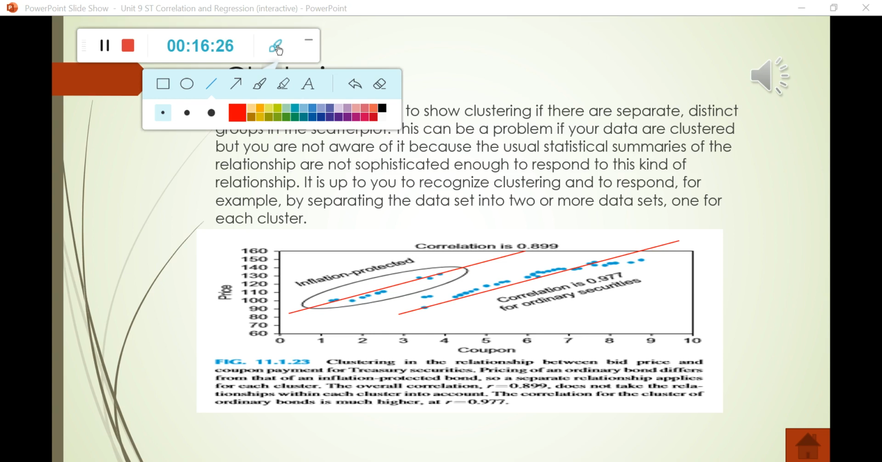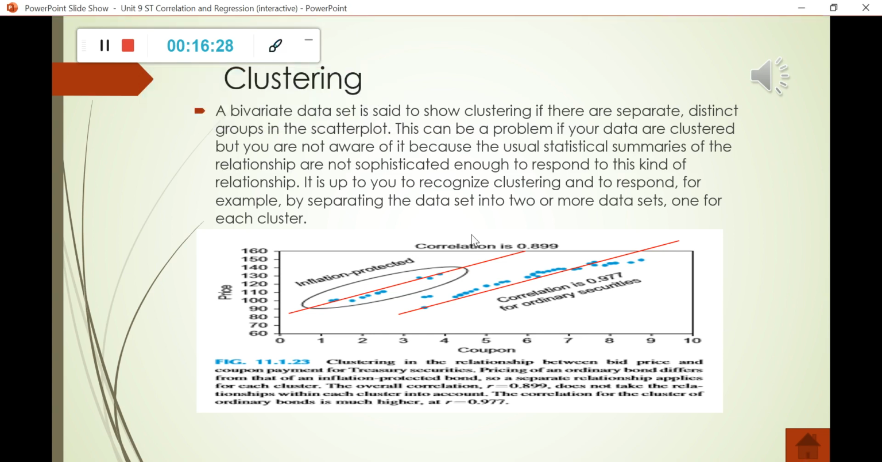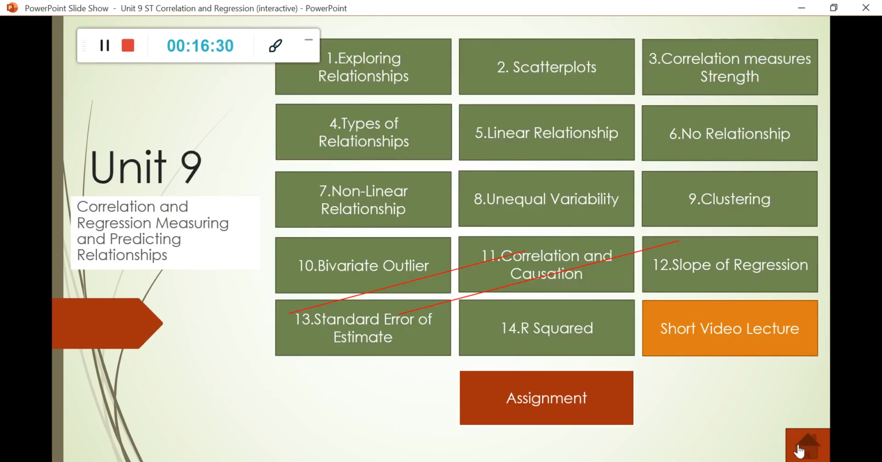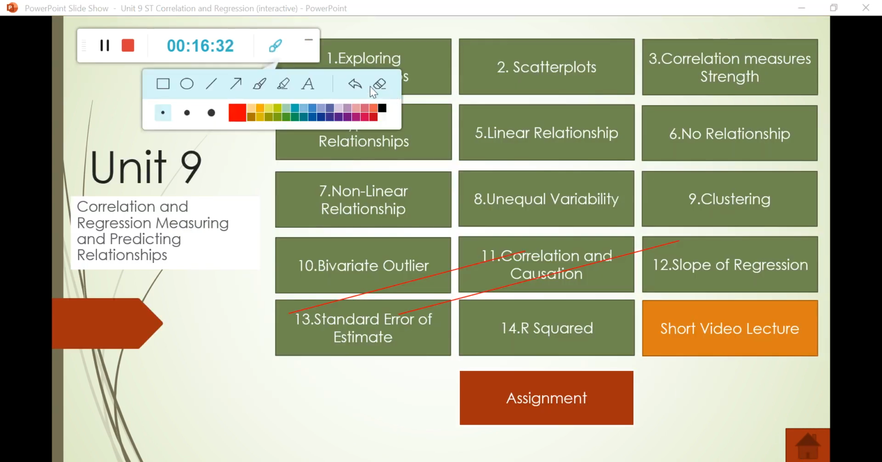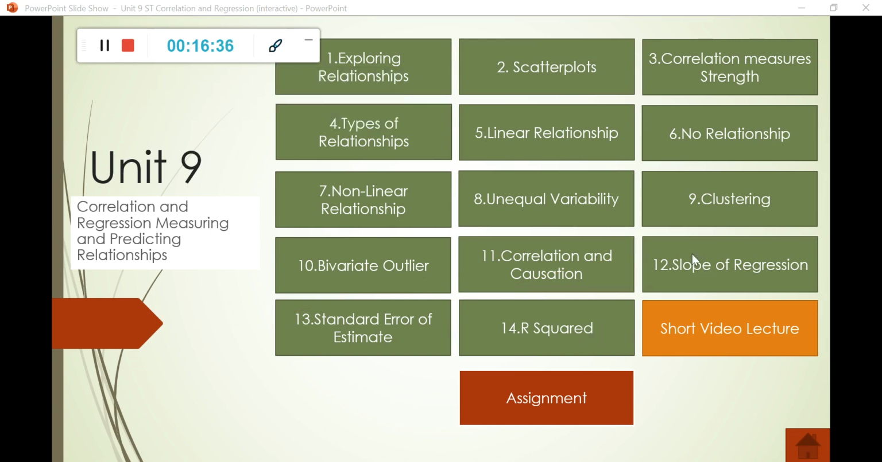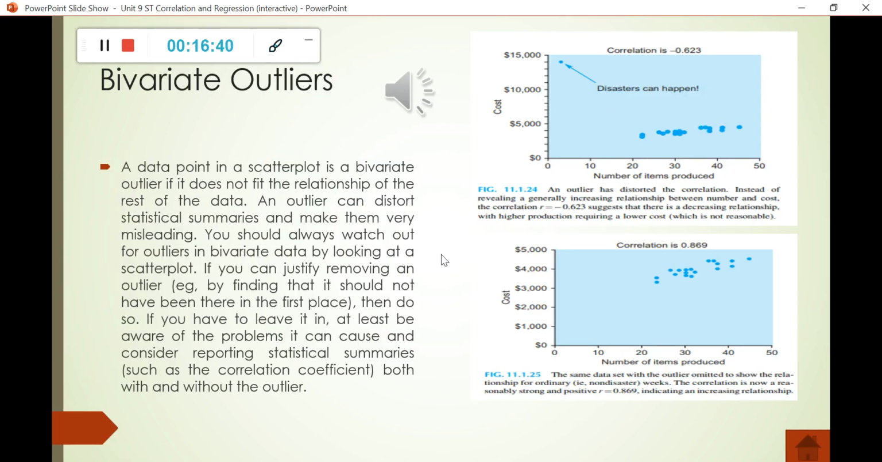Otherwise, we cannot do it. Okay, very good. So now let's continue. Let me clear all that. This shouldn't be there. So this one we have there, the clustering, and then let's go to bivariate outliers.